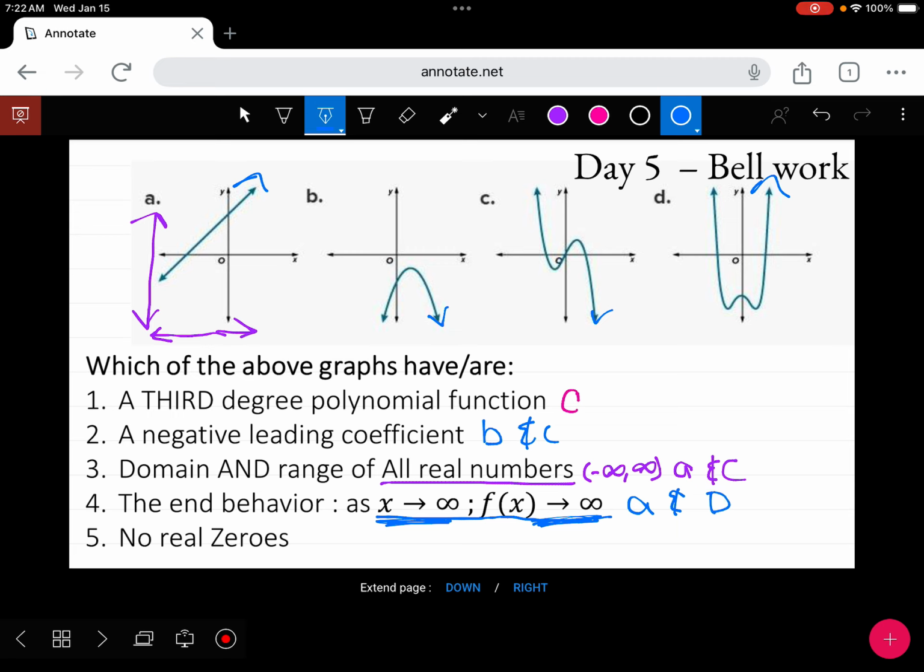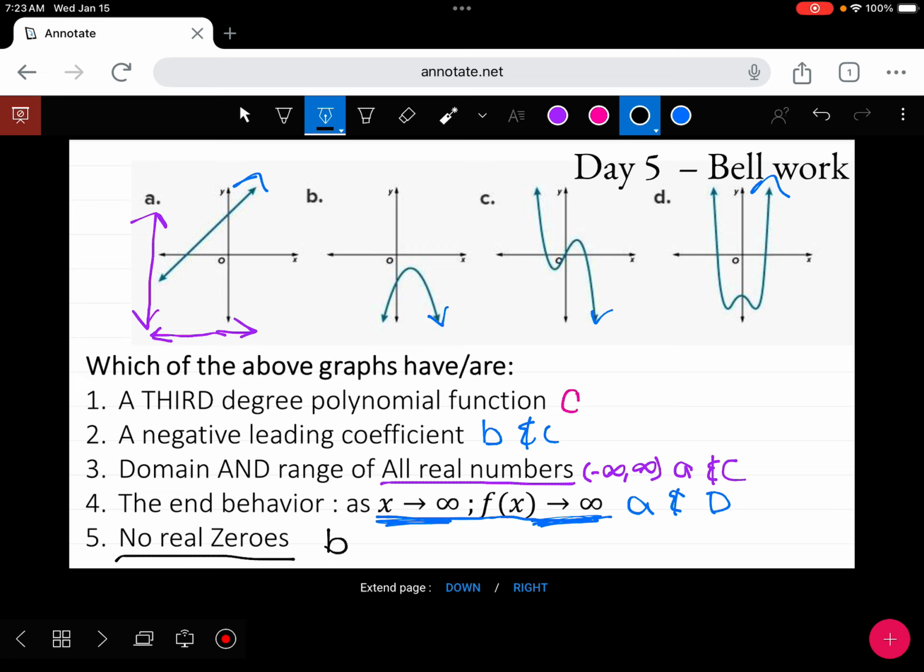And then our last piece on here, I just realized I used blue for two different questions. Sorry. Oh, and of course they were naturally quite opposite of each other. Fun times. Which ones of these have no real zeros?